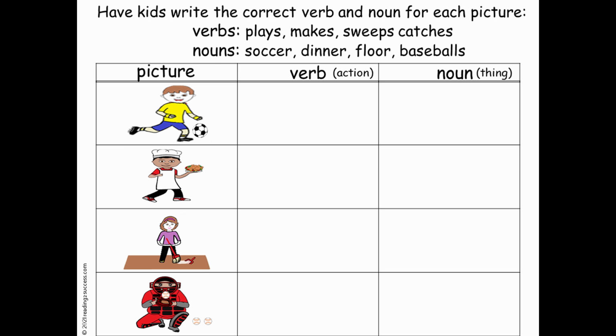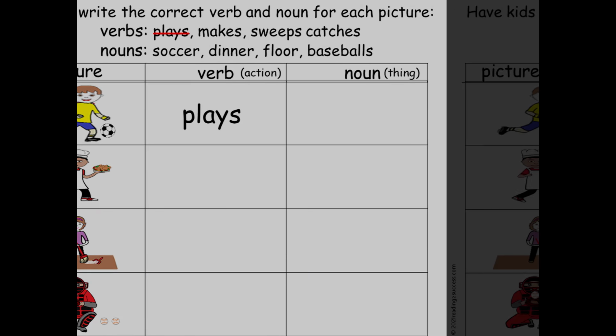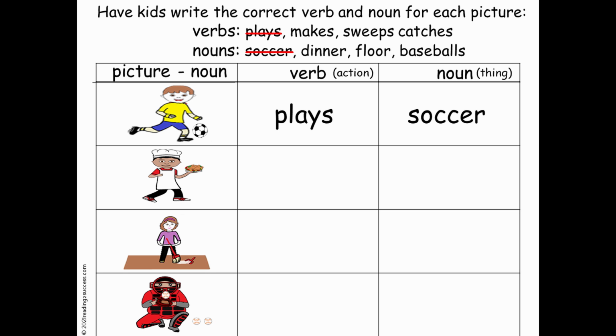Now have kids write the correct verb and noun for each picture. The choices for verbs are plays, makes, sweeps, and catches. And the choices for nouns are soccer, dinner, floor, and baseballs. The verb is plays. Now ask, plays what? The answer is the noun soccer.